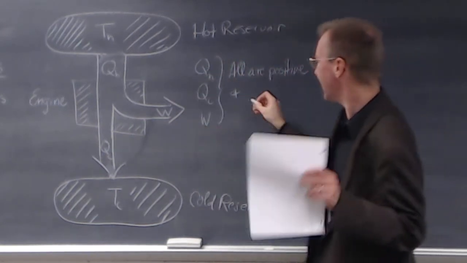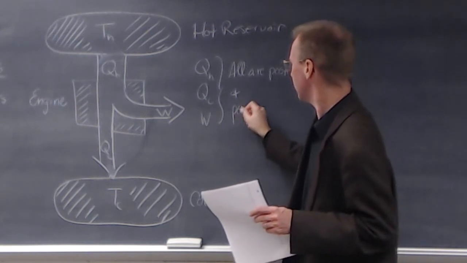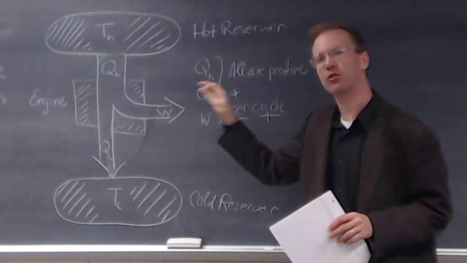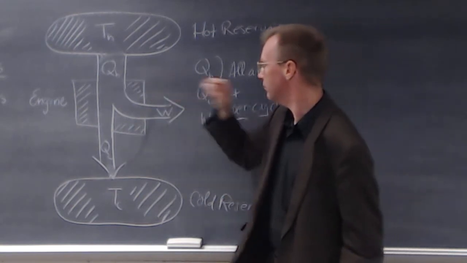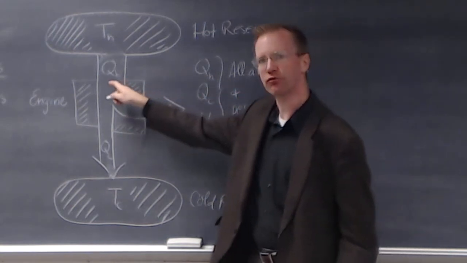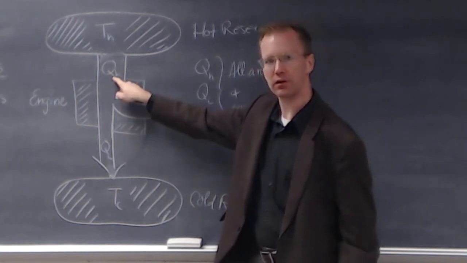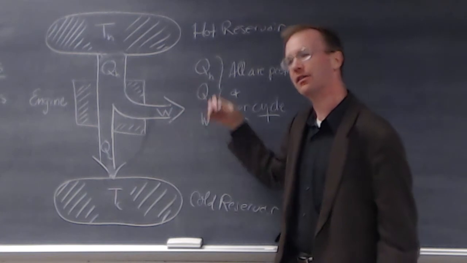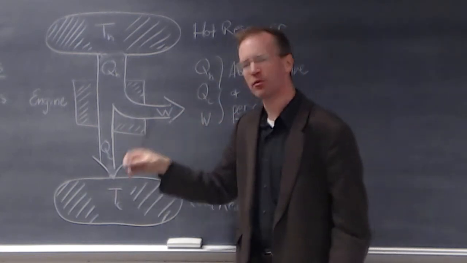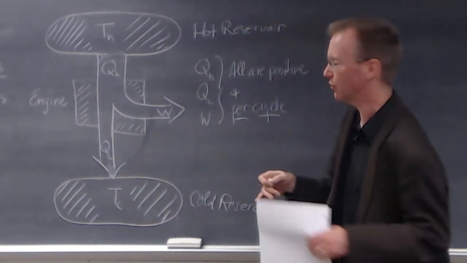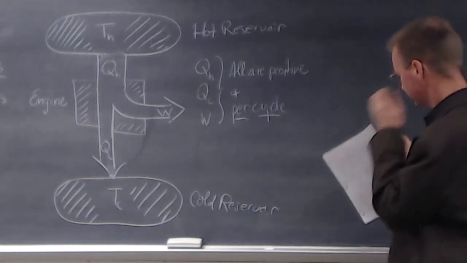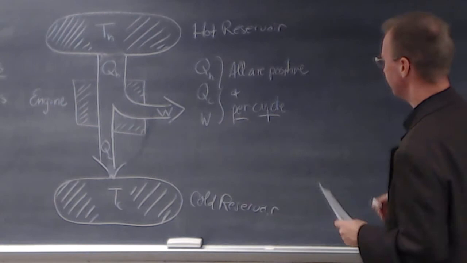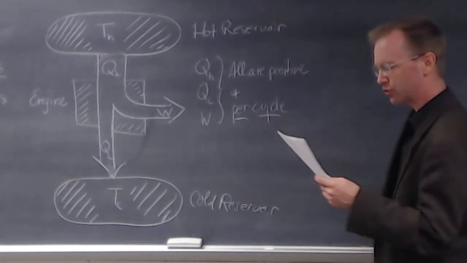All three of these are positive, and they are energy per cycle. So how many joules are taken into the system, into the engine per cycle, how much work in joules is done by the system per cycle, and how much waste heat is dumped in joules per cycle. Okay, so this is notation for this chapter.